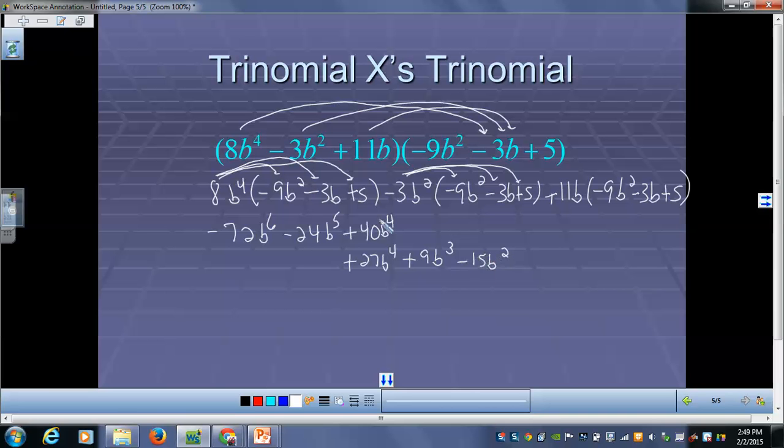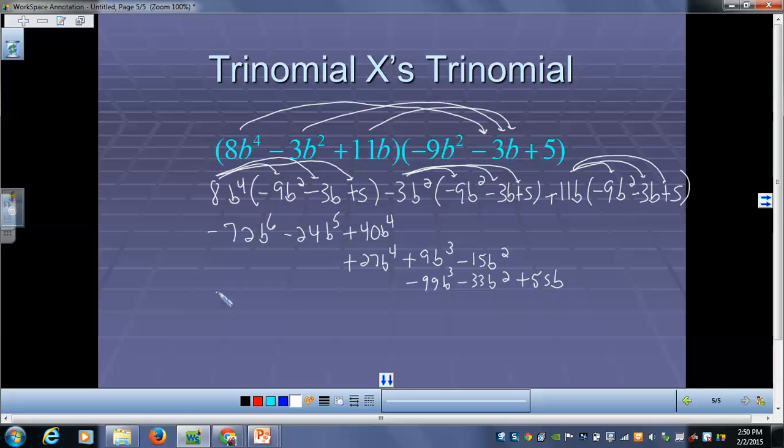Okay, and so the whole idea is I'm going to put like terms under each other as I distribute to help me gather all my like terms and to see all my like terms to combine them at the end. So now when we look at our final distribution here, notice 11b times negative 9b is going to be negative 99b cubed. So I'm going to write that under my other b cubed right here. And then when I do this distribution, I'm going to get negative 33b squared. So I'm going to write that right here. And then my final distribution is a positive 55b, and there's no other b terms.